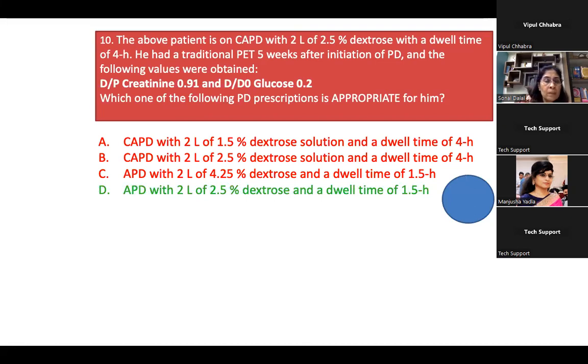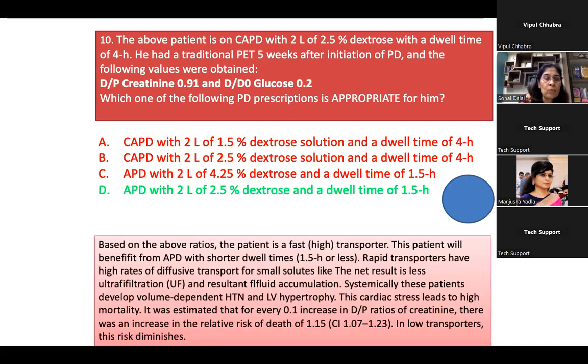Time up. The correct answer is APD with 2 liters of 2.5%. So basically this patient is a fast or high transporter, and so he will benefit from APD with shorter dwell times, that is 1.5 hours or less. Rapid transporters have high rates of diffusive transport for small solutes, and that's why he will benefit from this regimen.